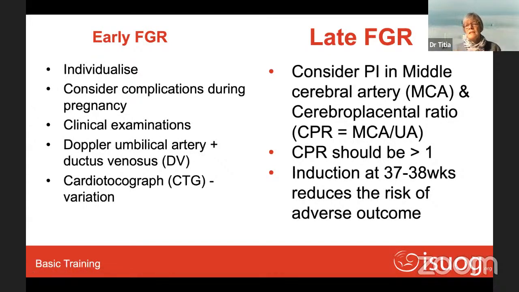One of the important things, if you know you're dealing with this type of growth restriction, is don't let a pregnancy get beyond 37, 38 weeks. You will not gain anything more, the baby should be able to manage, and you will reduce the risk of adverse outcome if you get the baby out around that period.